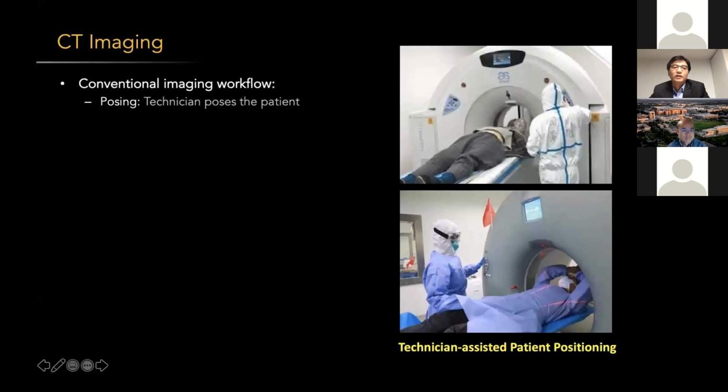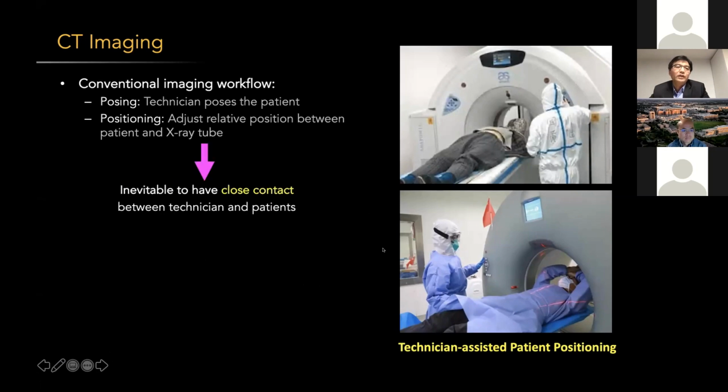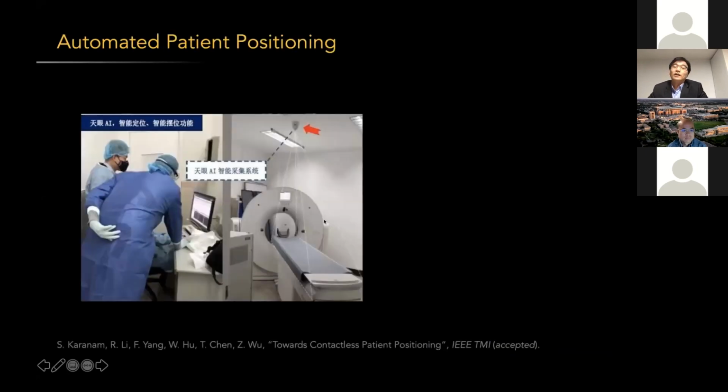For example, this is a conventional imaging workflow. The technician has to be with the patient to position the patient on the table of the scanner. The technician also has to adjust the relative positions between the patient and the X-ray tube. In this way, the technician has more chance of being infected by the patient. So the goal of contactless imaging is automated patient positioning.